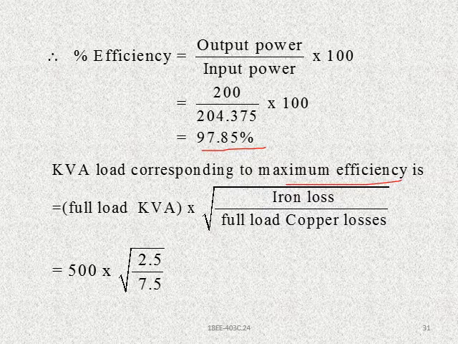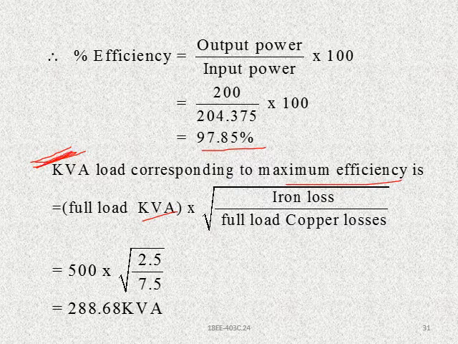The full load kVA is 500 and that should be in kVA and should not be into 10 power 3. If it is 500 kVA, just mention 500 only into under root of iron loss by full load copper loss. Iron loss is 2.5, the full load copper loss is 7.5. And the final answer is 288.68 kVA. This one is a new thing to you, so please be careful and make a note of this.